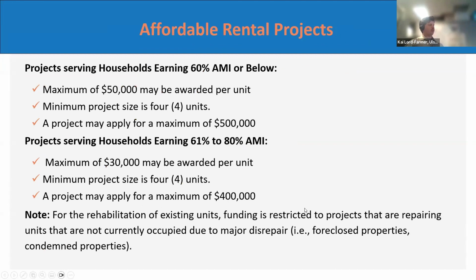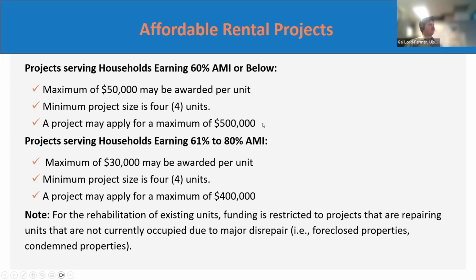So now I'm going to run through quickly each of the categories for housing projects here. This is all included with a lot more detail in the NOFA document on the Participate Ulster website. So for affordable rental projects, we've got two tiers. We've got projects serving 60% of area median income and below. So that's folks, moderate to low income households.